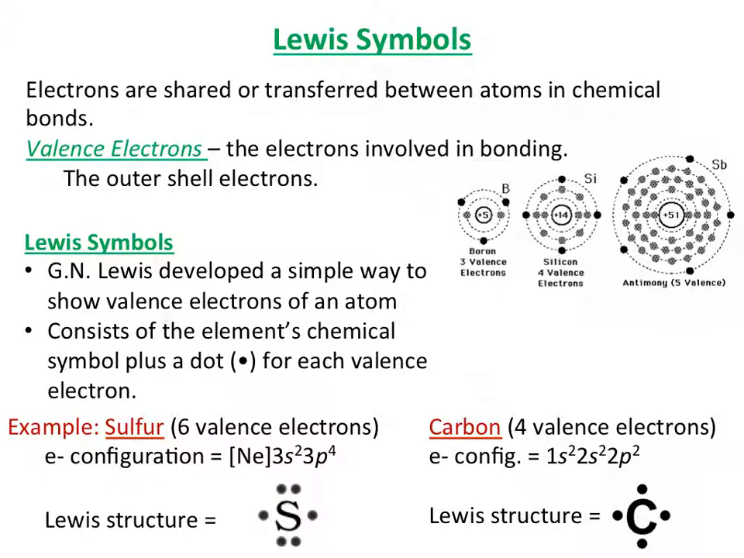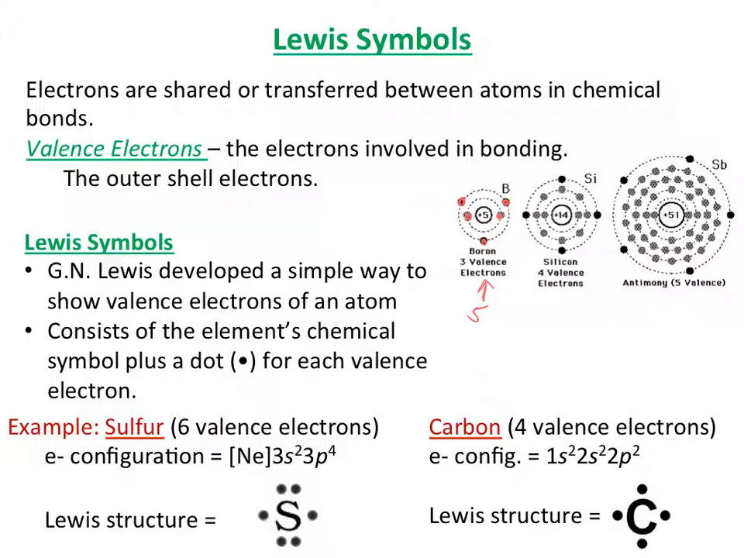So when we look at something like boron, we know boron has an atomic number of 5, and that really means that it has 5 electrons and 5 protons. 2 electrons are here in the n equals 1 electron shell, and then we have 3 out here in the n equals 2 electron shell. Well, our outermost electrons are our valence electrons. So those 3 electrons in the outermost shell are the ones that are going to actually participate in bonding.